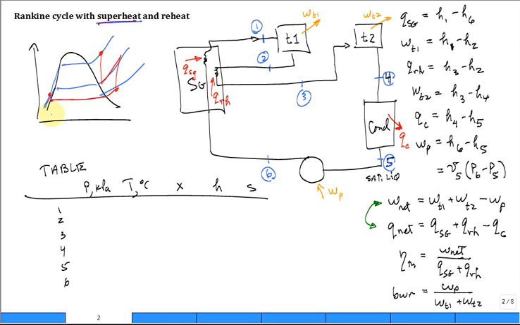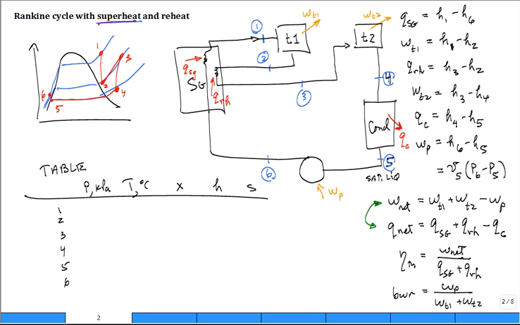So it's 1, 2, 3, 4, 5, and 6. Now, 4 probably and 2 could be slightly superheated, or it could be 2-phase in the dome. As I've showed them here, they're slightly superheated. 2 and 4 are slightly superheated. Okay, and so you just walk around the pressures.